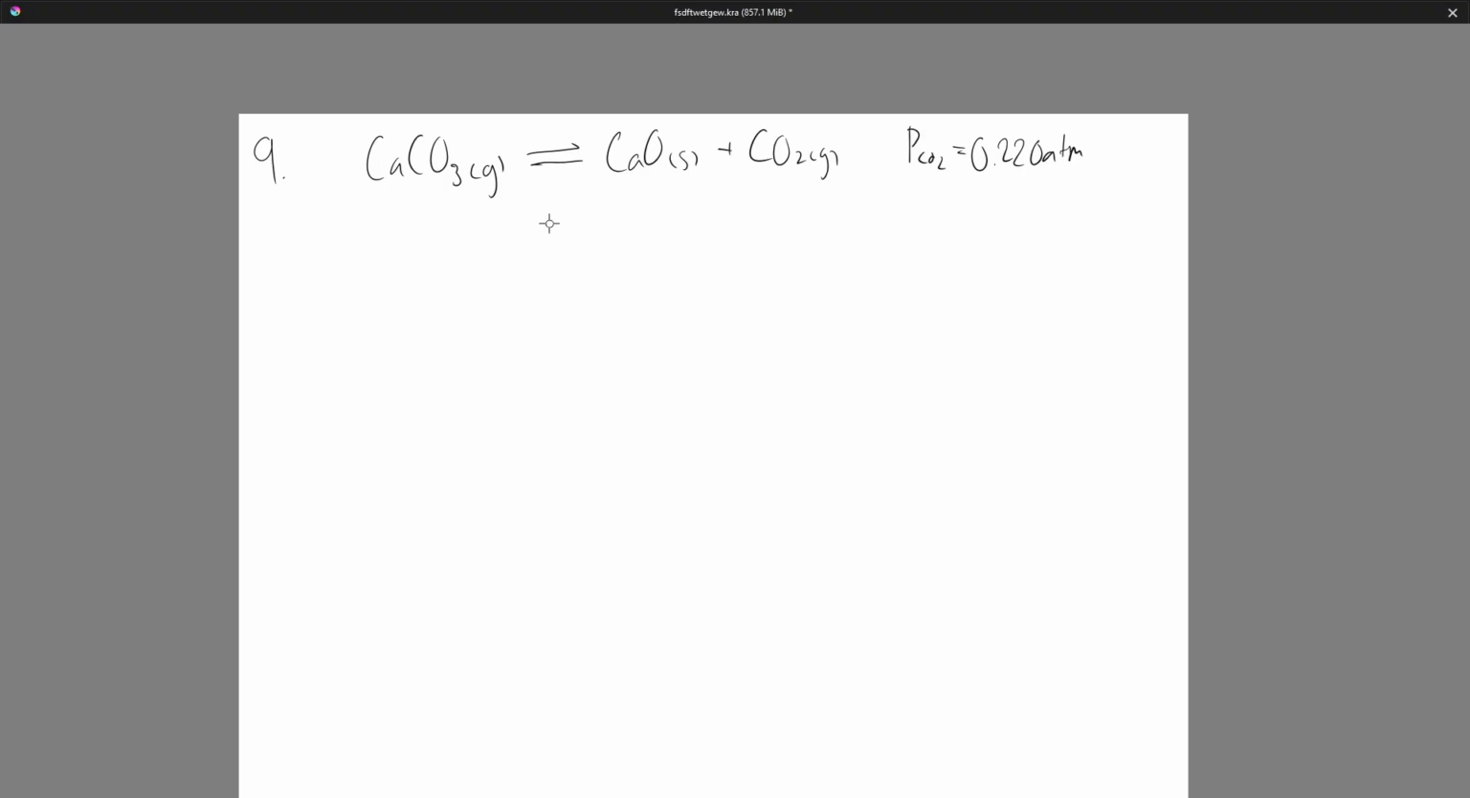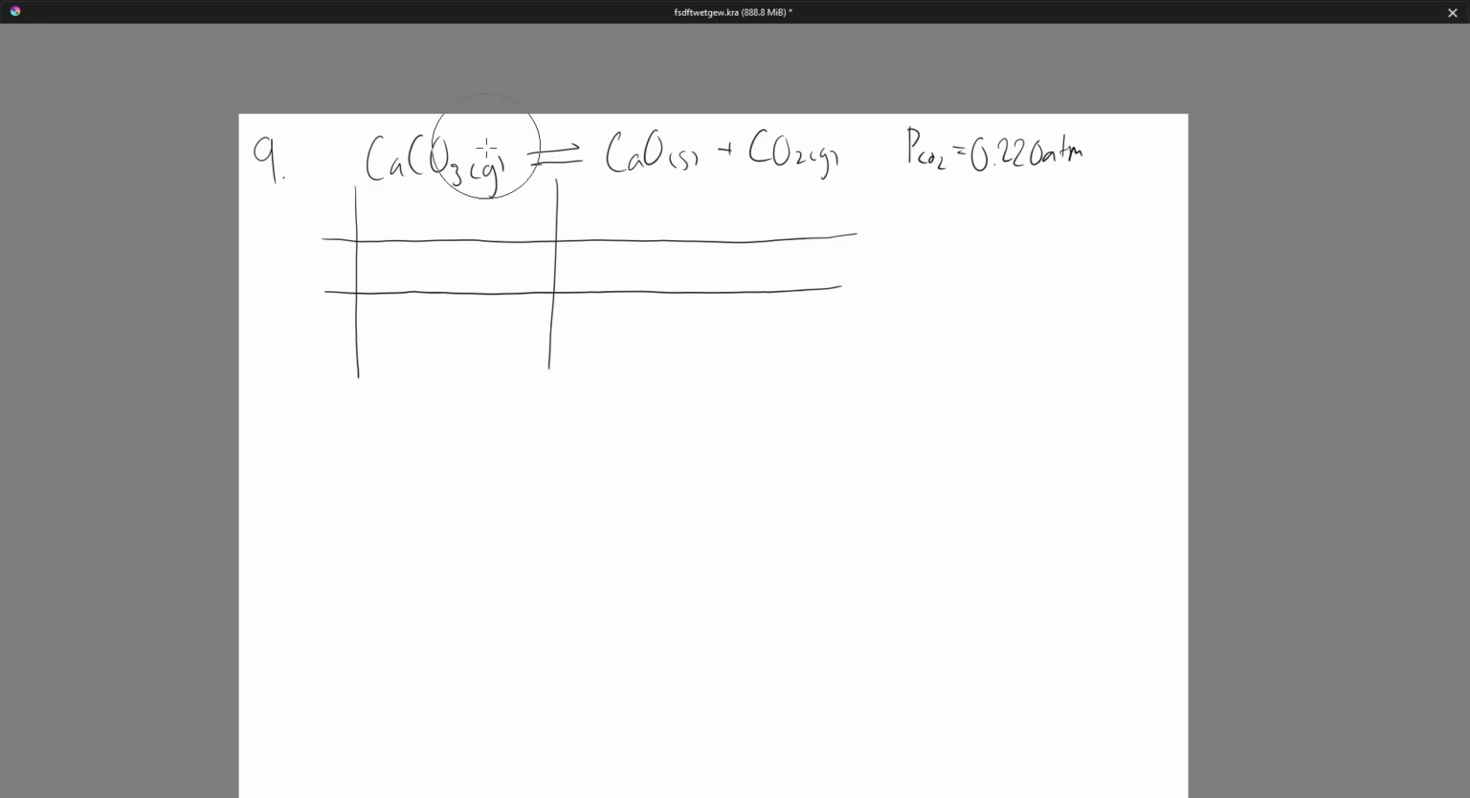So let's work through it step by step. So we know equilibrium is established 2 times. So what we can infer from that is we gotta make 2 ice tables. One for the first time equilibrium is established, and one for the second time. So we're gonna go ahead and do that first.